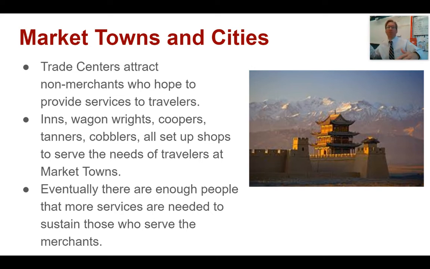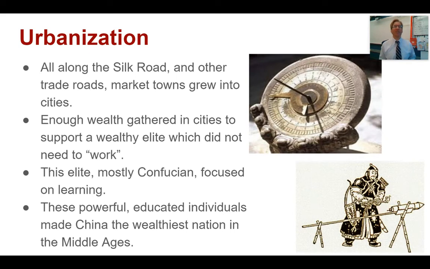So farms start to build up around that community to feed the wagon wrights who are helping the merchants, and so on and so forth. You have the development of towns and cities. This is urbanization. So all along the Silk Road and other trade routes, market towns are growing into cities. And the wealth of these cities is allowing a wealthy elite to develop.